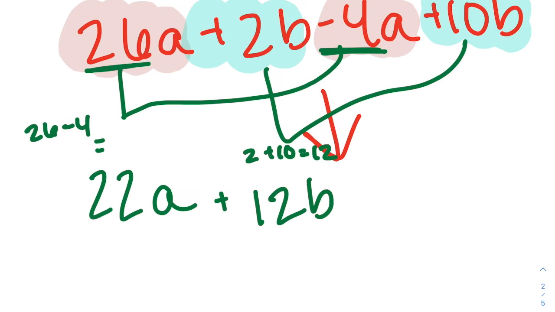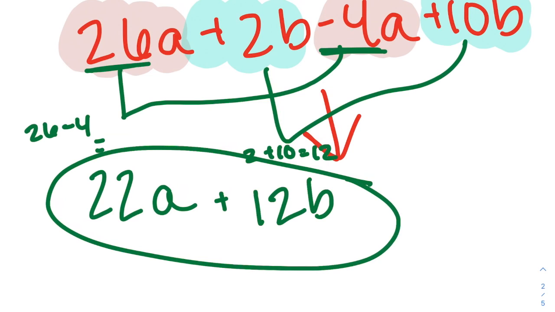I cannot do anything more. These do not have the same variables. Up until now, we've only been looking at things that do have the same variables. These do not. I cannot clap together a and b. They don't have anything in common. This is as far as I go: 22a plus 12b.